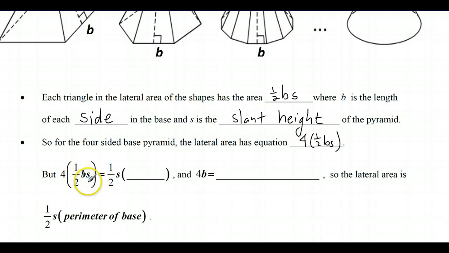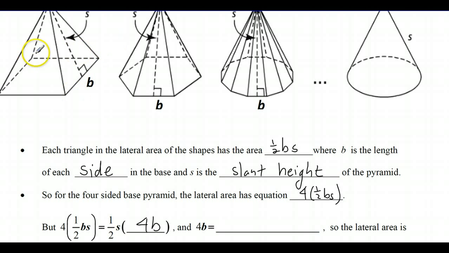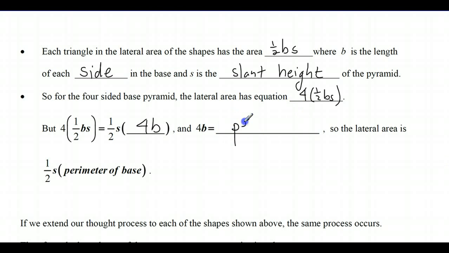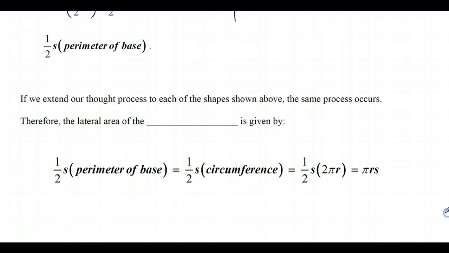But 4 times 1/2 base times slant height is 1/2 s times 4b. If we take the 1/2 s out, we're left with 4b. And 4b is the perimeter of this base, the distance around: 1, 2, 3, 4b. So the lateral area is 1/2 s times the perimeter of the base. If we extend our thought process to each of the shapes shown above, the same process occurs. Therefore, the lateral area of the cone is given by 1/2 s times the perimeter of the base.